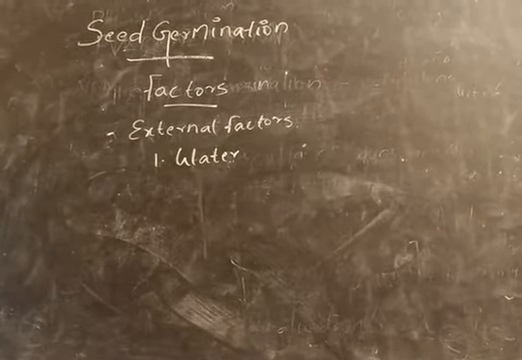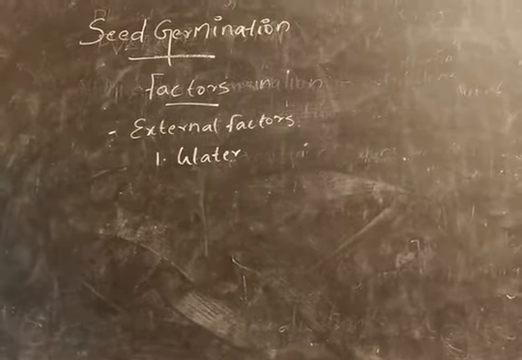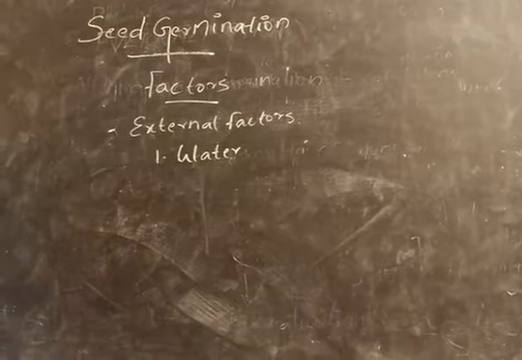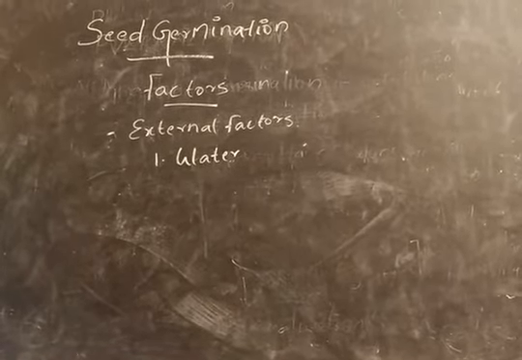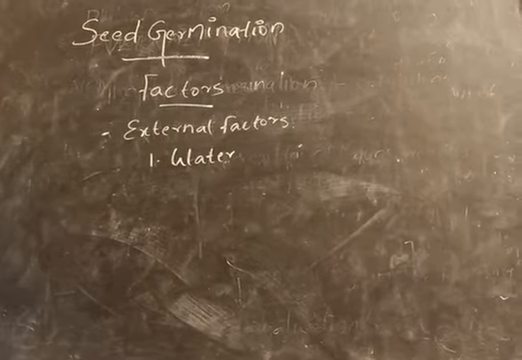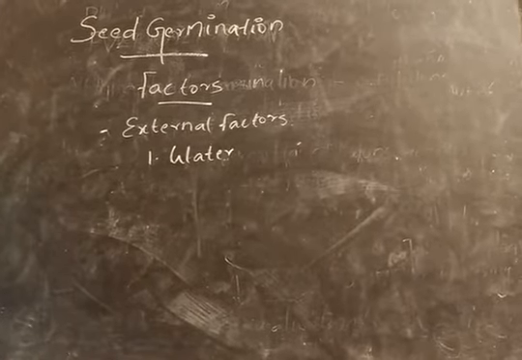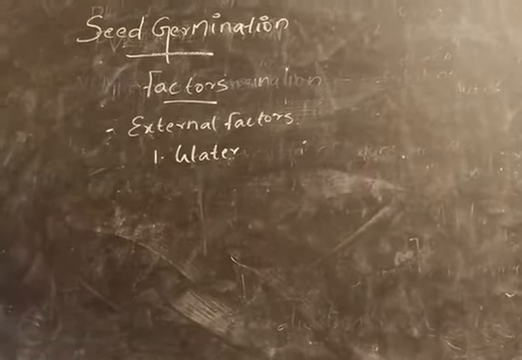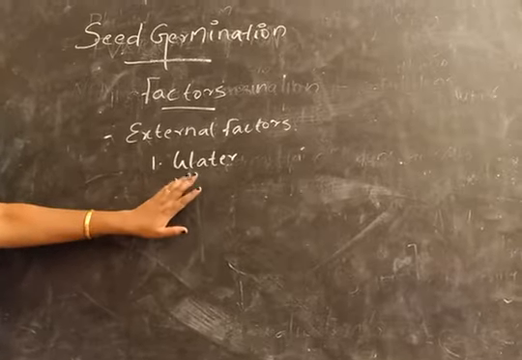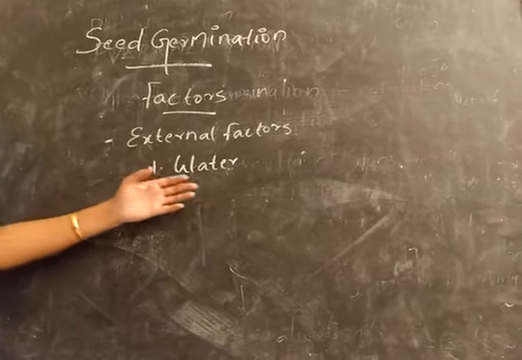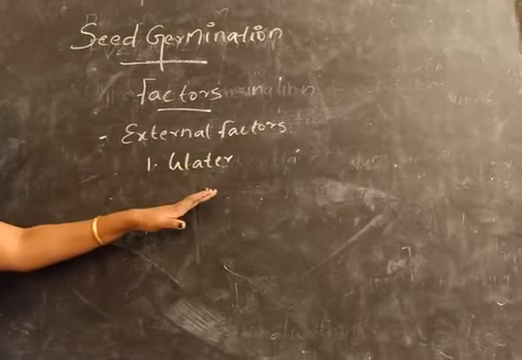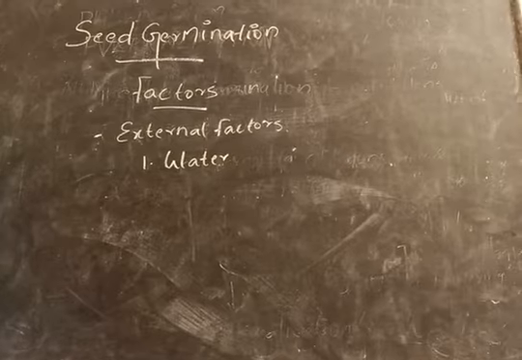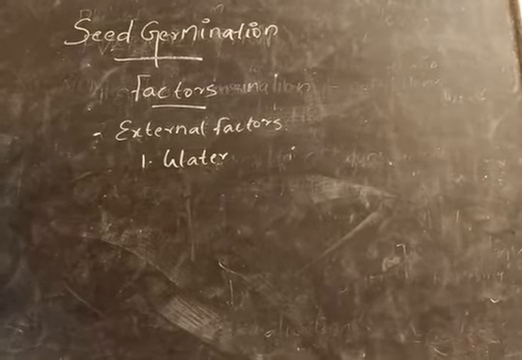What it does in seed germination is, when the seed gets a sufficient amount of water, it activates the enzymes inside the seeds which digest the reserve food materials, which leads to the germination of seeds. So when a seed soaks or imbibes water, the enzymes activate and digest the reserve food materials inside the seeds, leading to seed germination.